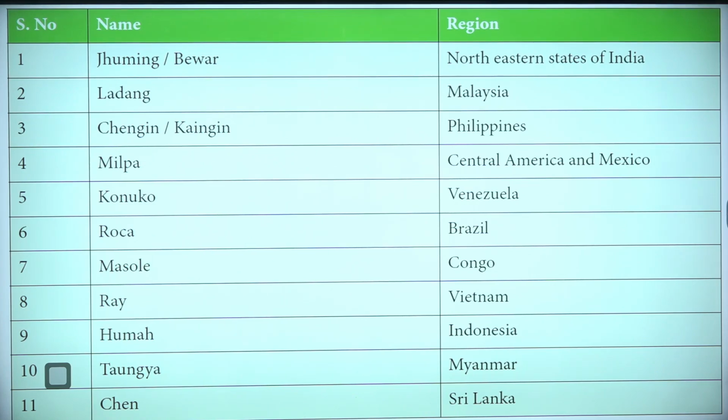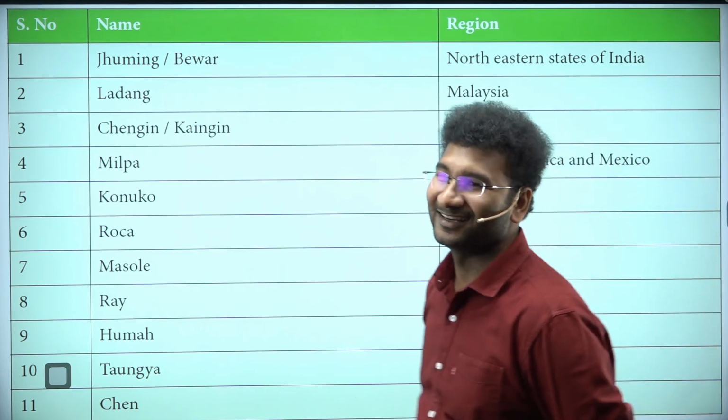Milpa in Mexico, Conuco in Venezuela, Roca in Brazil, Masol in Congo, Ray in Vietnam, Huma in Indonesia, and Tongya in Myanmar, and Chen in Sri Lanka, right?